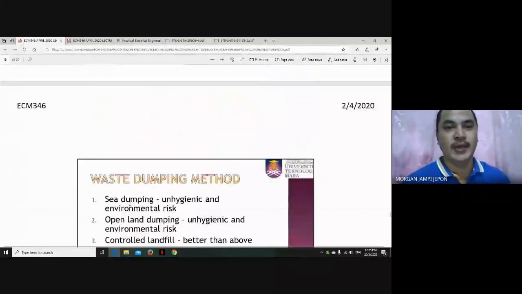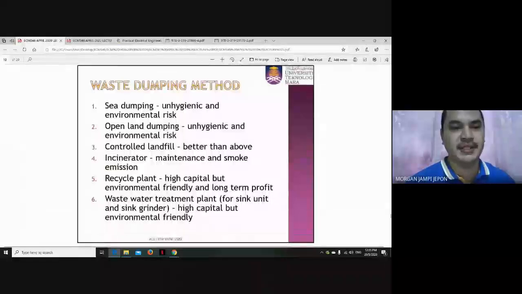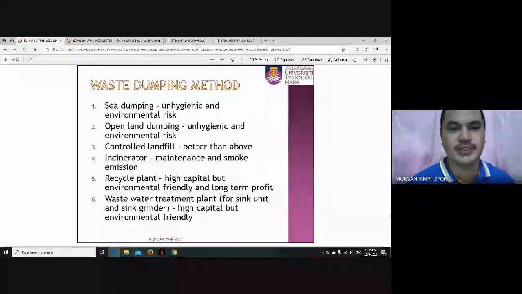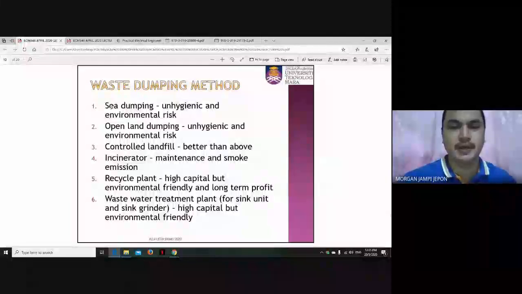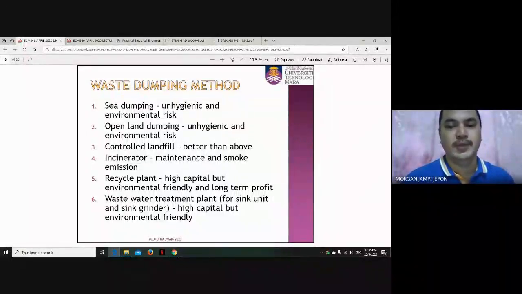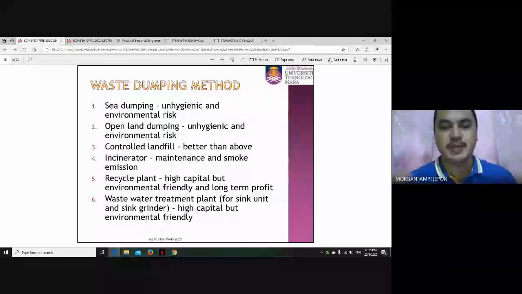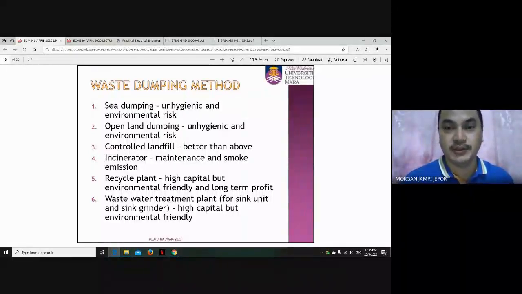So, waste dumping methods. There are six. It could be sea dumping. We are no longer using this one. We thought that our sea can absorb all the rubbish, but not anymore. We now know that when we dispose of our rubbish in the sea, the fish eat that rubbish. Some of that rubbish may be toxic, and in return we eat that fish, so the toxins go into our body. So we don't want that. So no more sea dumping.